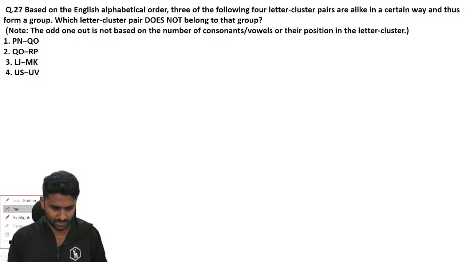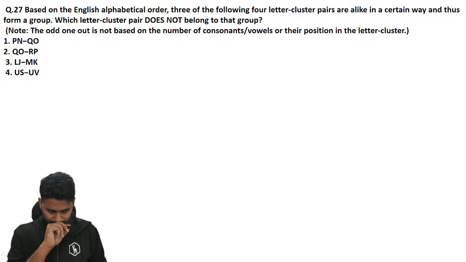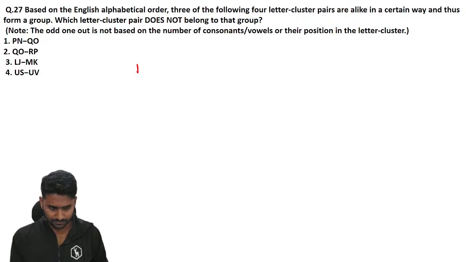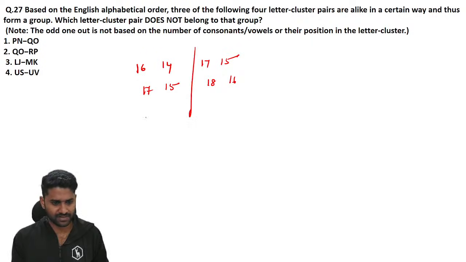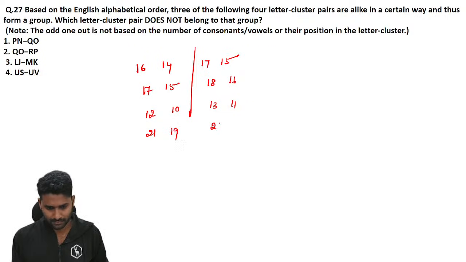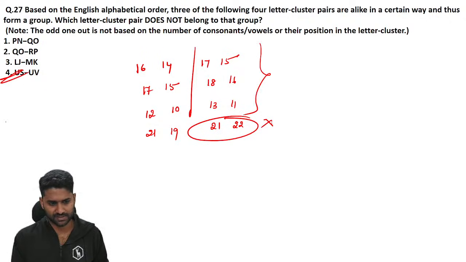Again, odd one out. 16, 14, 17, 15. 17, 15, 18, 16. Difference of 2 only. 12, 10, 13, 11. Then 21, 19, 21, 22. So this does not follow the above pattern. That's why this is wrong.